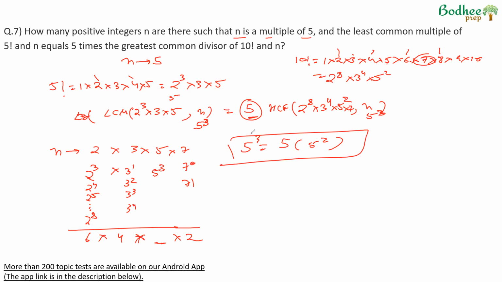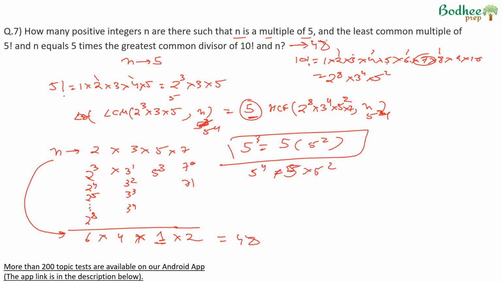So the only possibility is we take 5 cube, because if we take 5 raised to power 4 on the left hand side, for the power of n, then we'll get 5 raised to power 4 on the left hand side. This 5 is already there. On the right hand side, we'll take the lower power of 5, which is 5 square. So they will not be equal. So the only possibility for 5 is that it has to have 5 cube. So for this value of n, the number of cases possible is 6 into 4 into 1 into 2, which becomes 48.